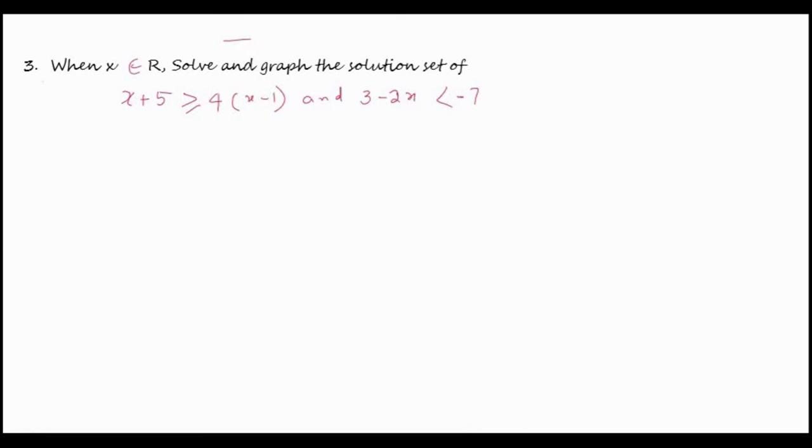Let us solve now problem number 3. What does it say? x belongs to a real number. Solve and graph the solution set of x + 5 ≥ 4(x - 1) and 3 - 2x < -7. So there are two linear inequations here. You have to find the solution set for each of them and then AND them. AND means taking the intersection of two solution sets.